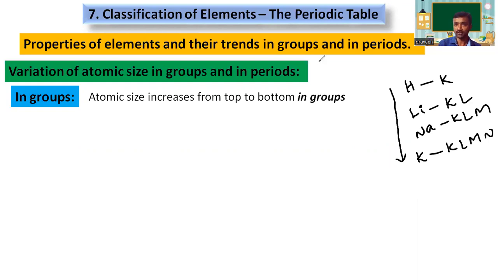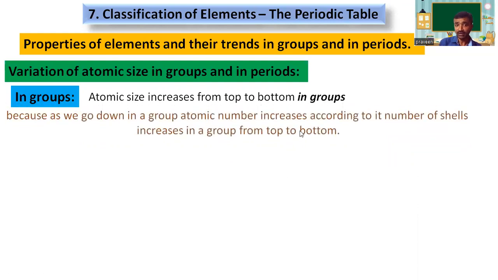From top to bottom. So look here, going down in the group from top to bottom, every time you require more shells to distribute the electrons. As we go down in a group, atomic number increases, and accordingly the number of shells increases. So this is the reason for the greater atomic size of the bottom element. The top element has less atomic size, the bottom element has greater atomic size.